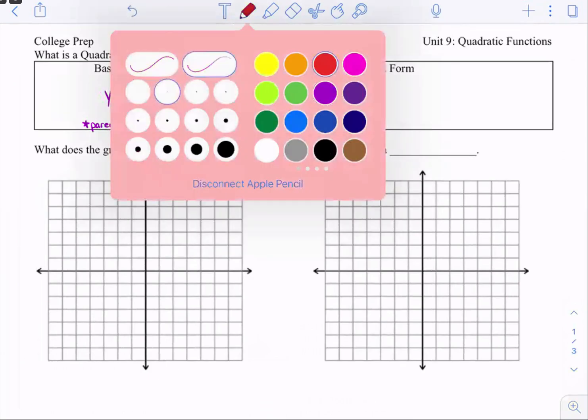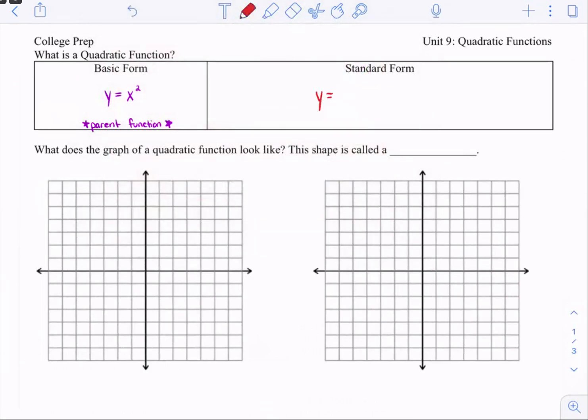Okay, now some of you also remember standard form. Now standard form is a little different. It looks like this, where you have values in A, B, and C. So really what's important for you to note here, the key thing to know that it's a quadratic function, is that we have this squared somewhere in the equation. So because we have that squared, it is a quadratic function or a quadratic equation.